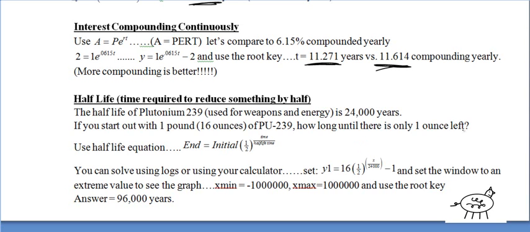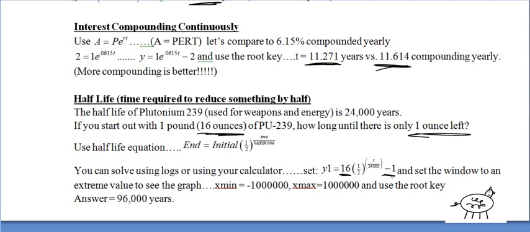So in other words, what I use for this one, if I plug in my calculator, y1 equals 16 times 1/2 to the x over 24,000 years. I'm trying to find out my ending value. And 16 ounces, because you got to keep units the same. And of course then it's minus 1 because that's your ending value. I hope that makes sense. This is because you're going from 16 ounces to 1 ounce. I just solved for y there.